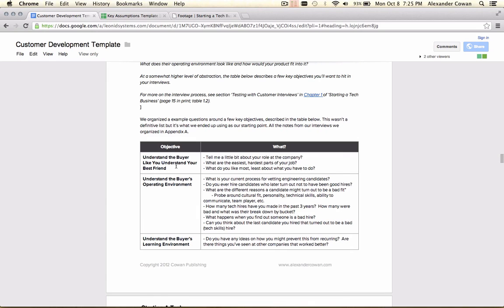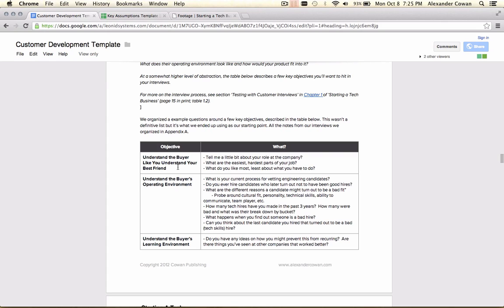Now these are not the exact questions you use, and it's not a good idea to always stick to a specific script when you're out talking to customers. It is a good place to have a few questions to keep things moving. These sample questions for Enable Quiz are organized around some key objectives, which you should definitely think about.